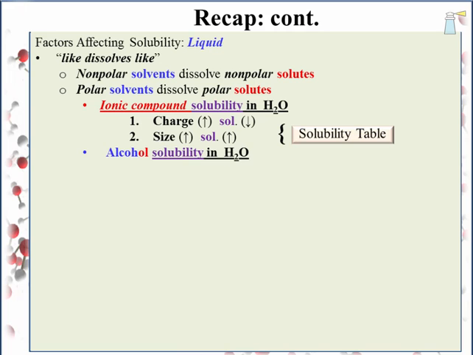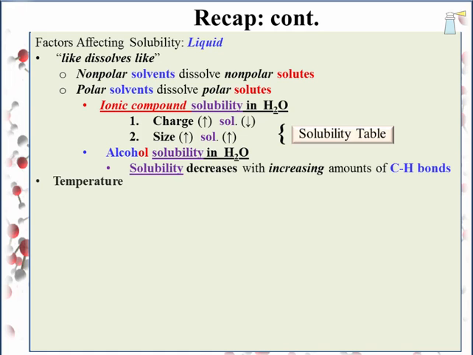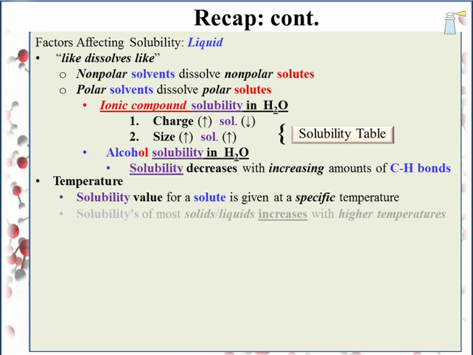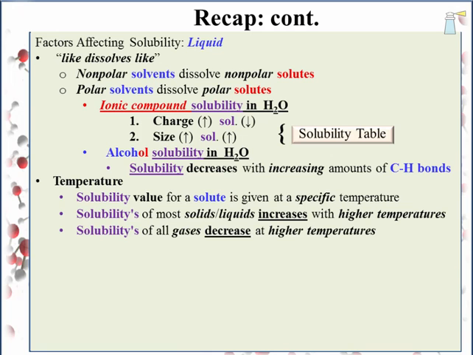Another trend we looked at under the like-dissolves-like banner was the solubility of alcohols in water. Alcohols have both polar and nonpolar regions, the nonpolar region being the carbon-hydrogen bonds. The trend is that the solubility decreases with increasing amount of the nonpolar part of the molecule, the CH bonds. Temperature plays a big role in solubility. In fact, the solubility value for a solute is given at a specific temperature. We saw the trend for the solubilities of most solids and liquids increases with higher temperatures. That is in contrast to the solubility of gases. They decrease at higher temperatures.